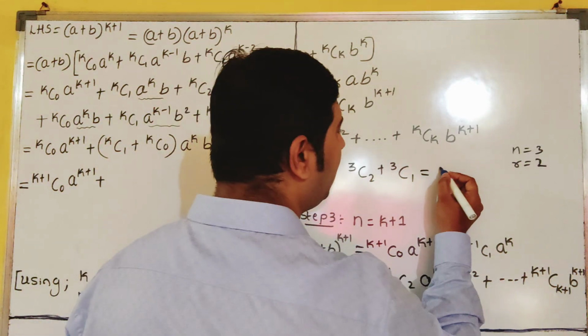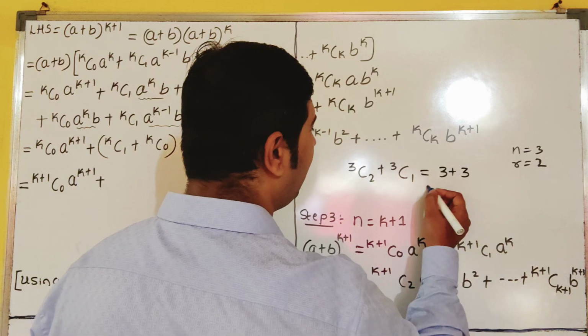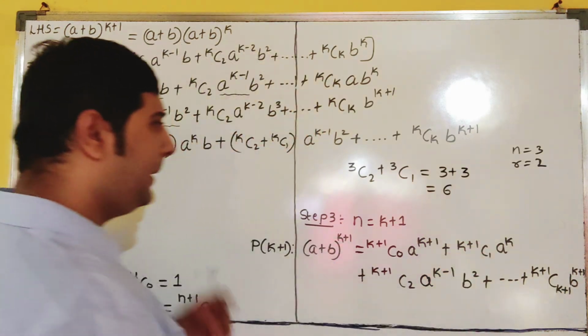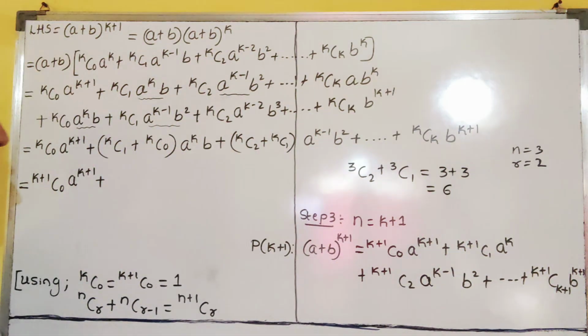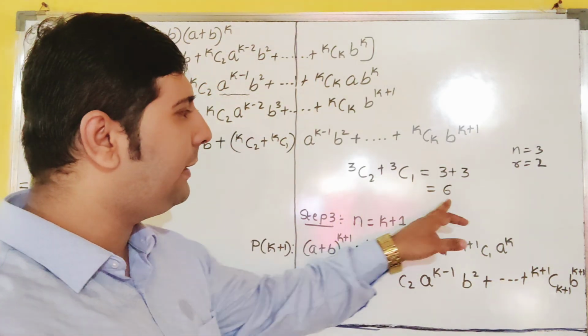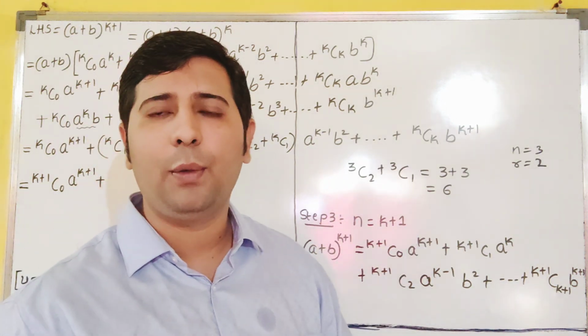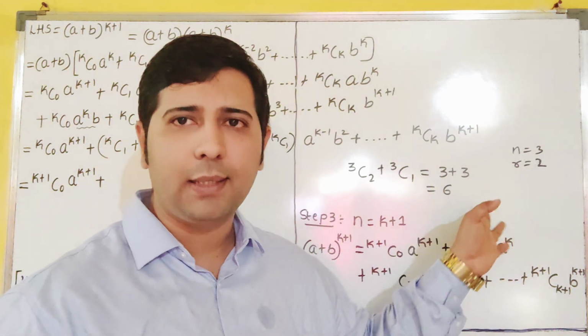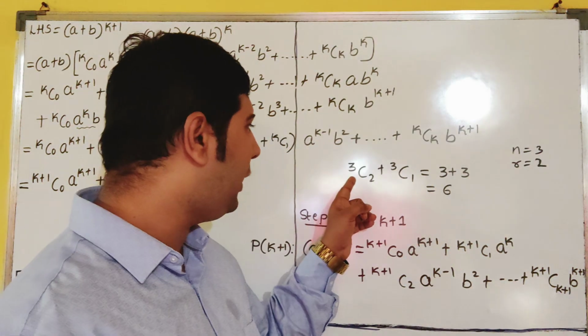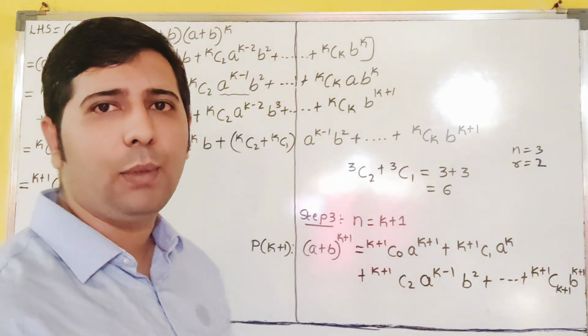3C2 will give 3, 3C1 will give 3, dear students. This answer will come 6. 3C2 is 3 only, 100%, and 3C1 is 3 only. You apply the nCr formula. So 3 plus 3 is 6.